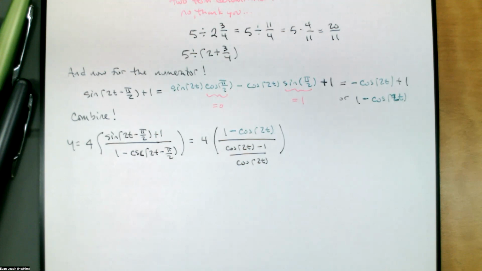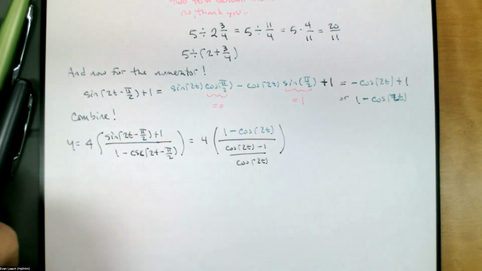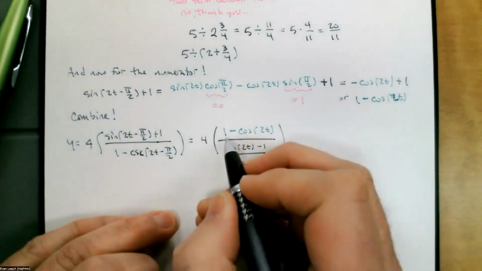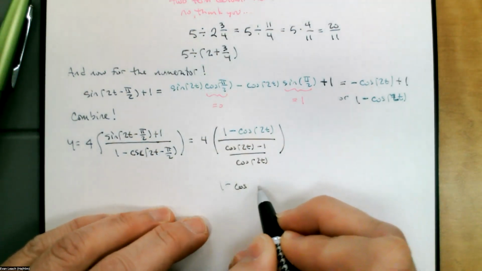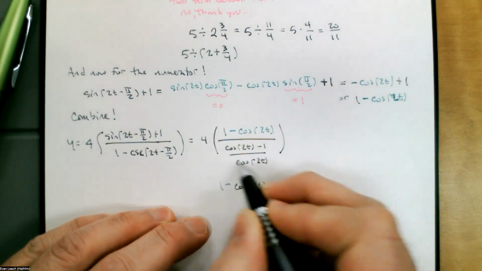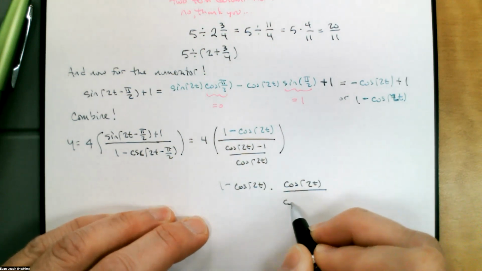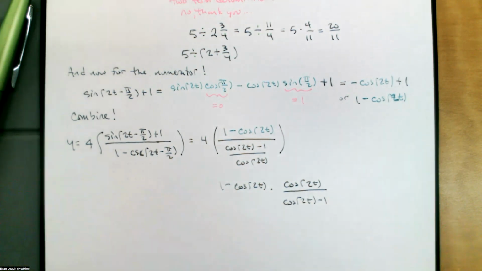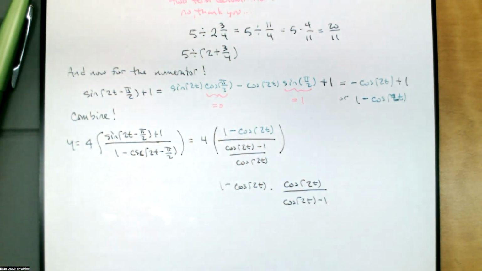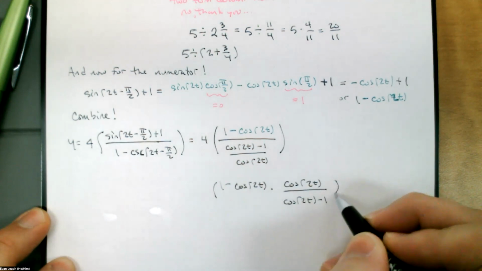Now I can see I'm taking this 1 minus cosine of 2t and dividing by cosine of 2t minus 1 over cosine of 2t. So I'm going to take 1 minus cosine of 2t and multiply by the reciprocal, cosine of 2t over cosine of 2t minus 1. The reason I want to do this is because that 1 minus cosine of 2t is the opposite of cosine of 2t minus 1, so I can cancel those out as opposites. All this is still being multiplied by 4.